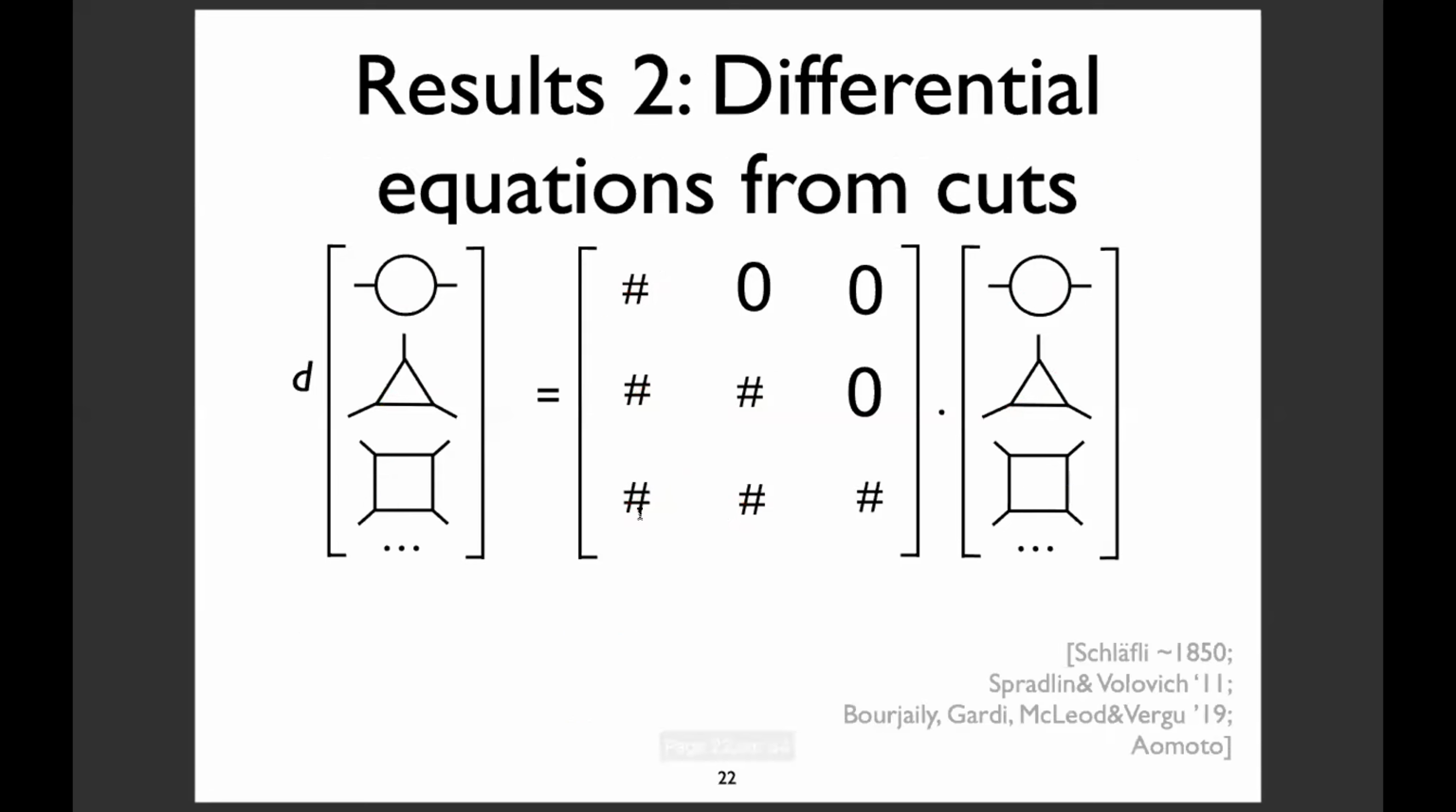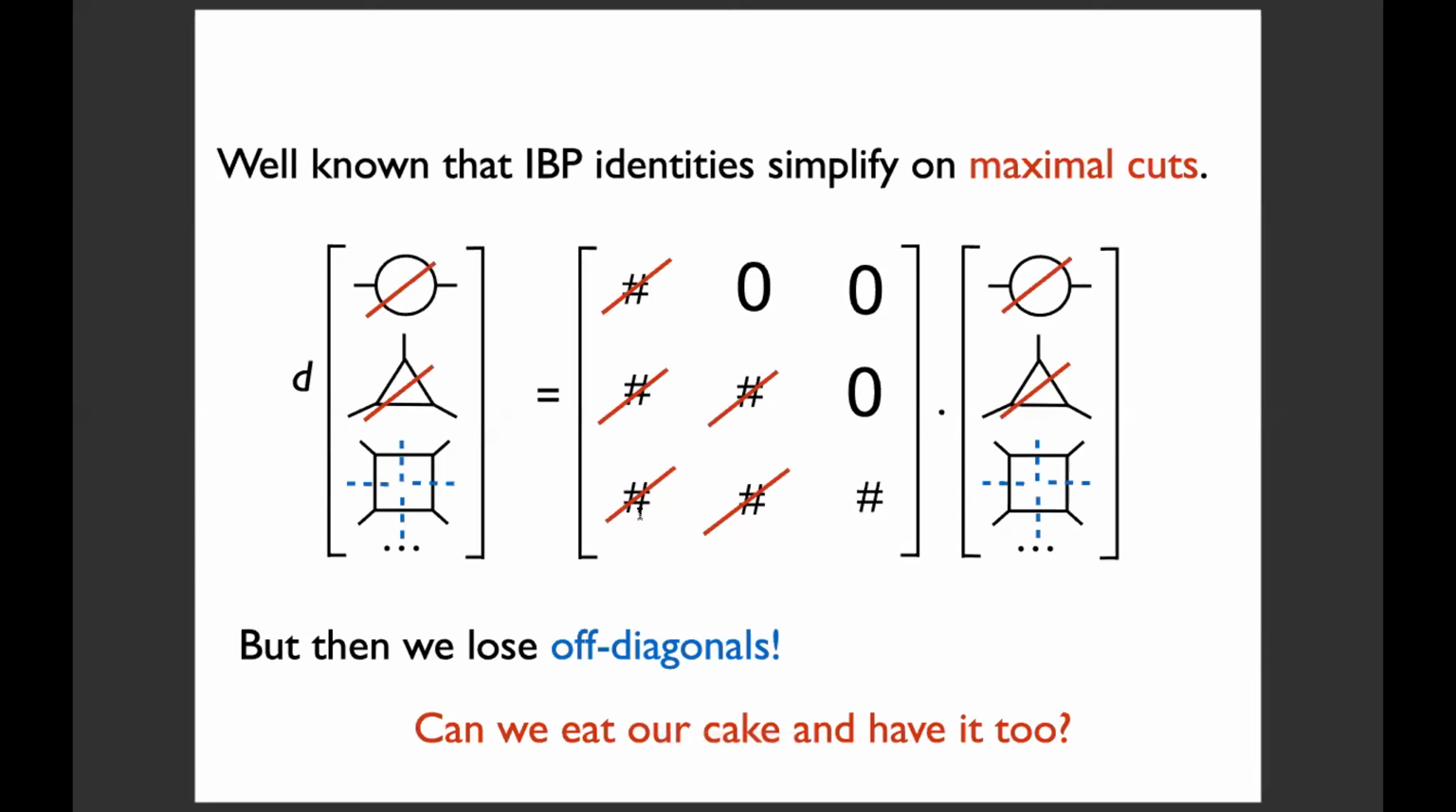It's well known that integration by parts simplifies a lot when you're on the maximal cut. Say, for example, you cut all the propagators in this box. Integration by parts identities become trivial. But if you try to recover the differential equation from that, on this cut you've killed the triangle and bubble, so you don't get any interesting information. You lose all the off-diagonal terms in this differential equation matrix. It would be great if we could somehow do IBPs only on the cuts and yet recover all of these things, like having our cake and eating it too.